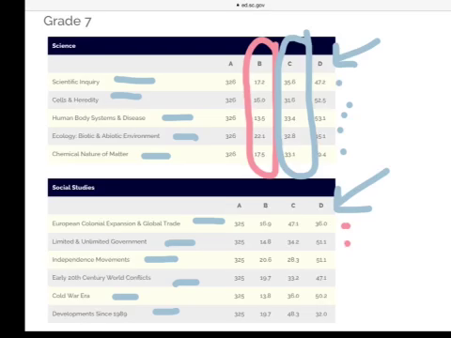With limited and unlimited government, we had about 51.1% of our students who did a great job with those particular questions in that particular strand. And about the same with independence. 47% of our students did well with early 20th century world conflicts. About half of our students did well with Cold War, and about 32% of our students did well with developments since 1989.